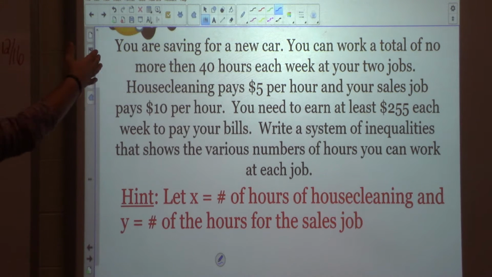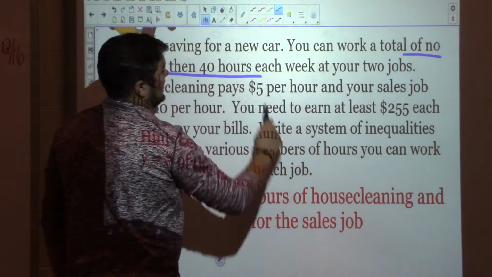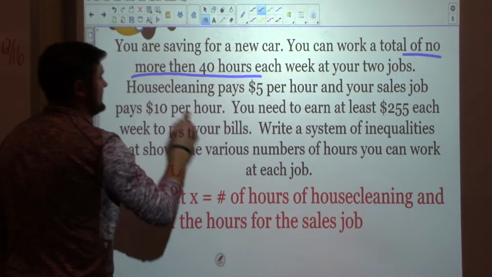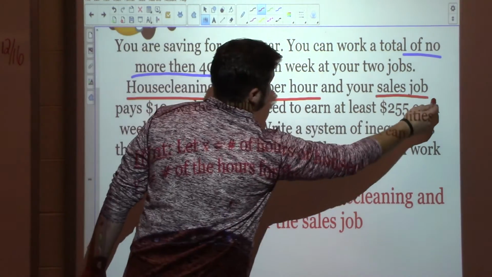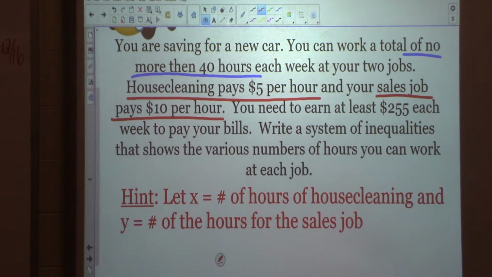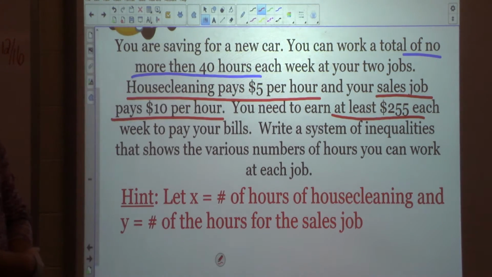Well, what are some important facts that we had in this little paragraph here? No more than 40 hours. I'm going to underline that. No more than 40 hours. Okay? What else is important? House cleaning pays $5 per hour. Sales job pays $10 per hour. What else is important? At least $255. Okay, so I think I got everything figured out here.